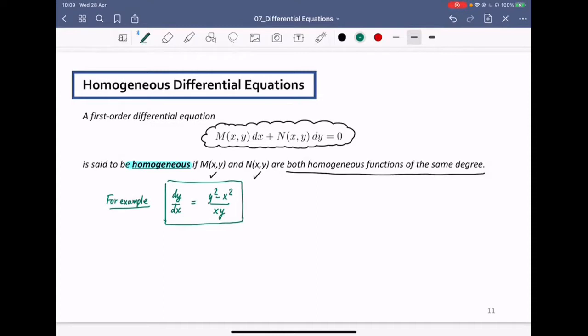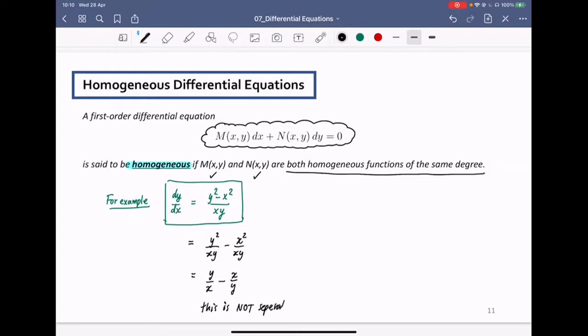Suppose you want to check if this differential equation is a separable equation or not, first, because you know a separable equation is the easiest one. When you get a differential equation, you should check first if it is separable. On the right hand side you have y squared over xy minus x squared over xy. You can see that this is y over x minus x over y.